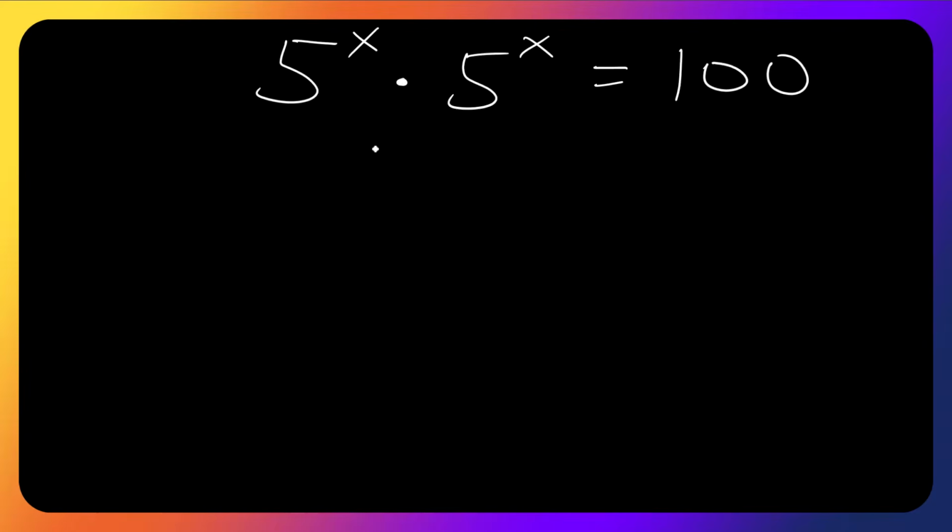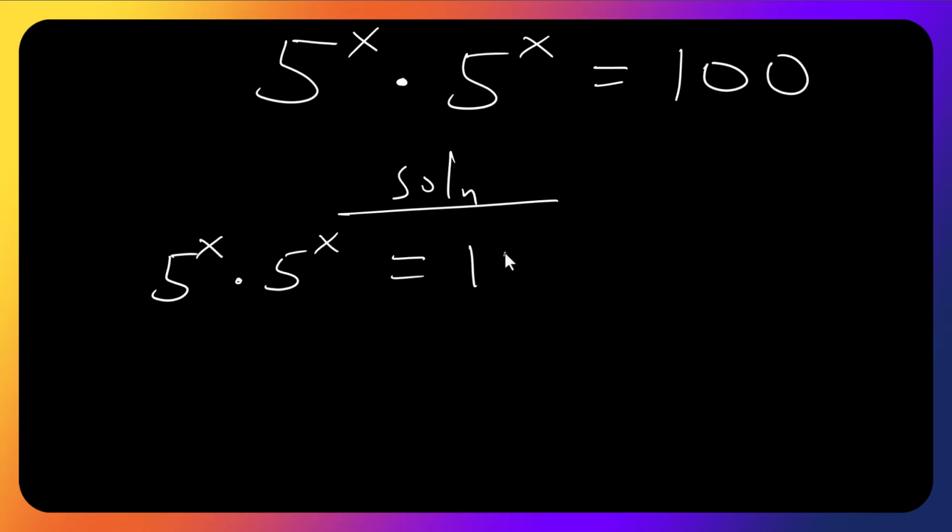How do we solve for x here? So we have 5 to the power x times 5 to the power x equals 100. Solution. So 5 to the power x times 5 to the power x equals 100. Now, when we have the same bases here, good, we can add the powers.